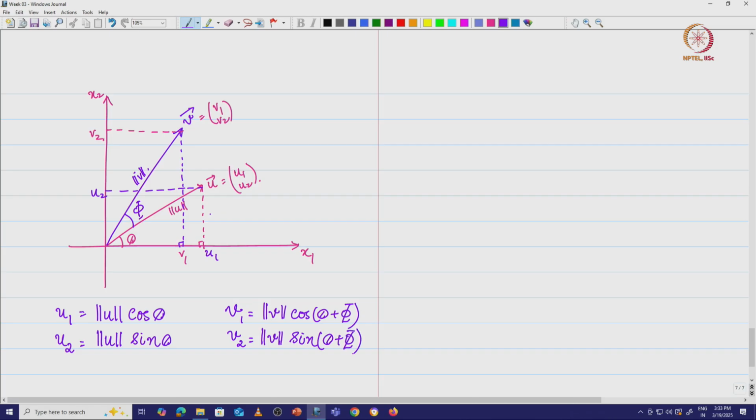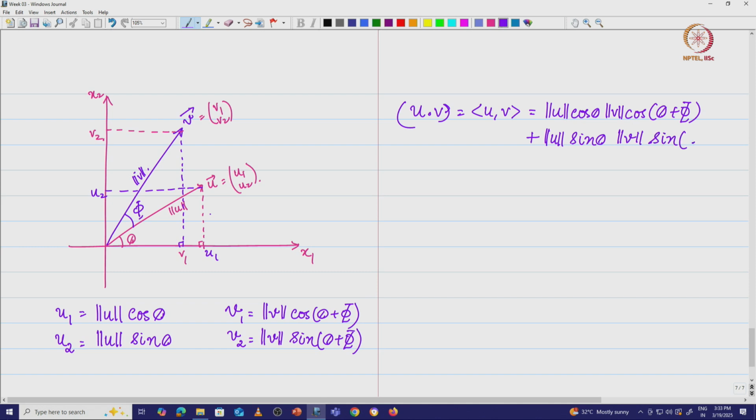Now I am going to look at the dot product of these two vectors, u dot v, which is nothing but u1 v1 plus u2 v2. So this is going to be norm of u cos theta, norm of v cos of theta plus phi, plus norm of u sin theta, norm of v sin of theta plus phi.